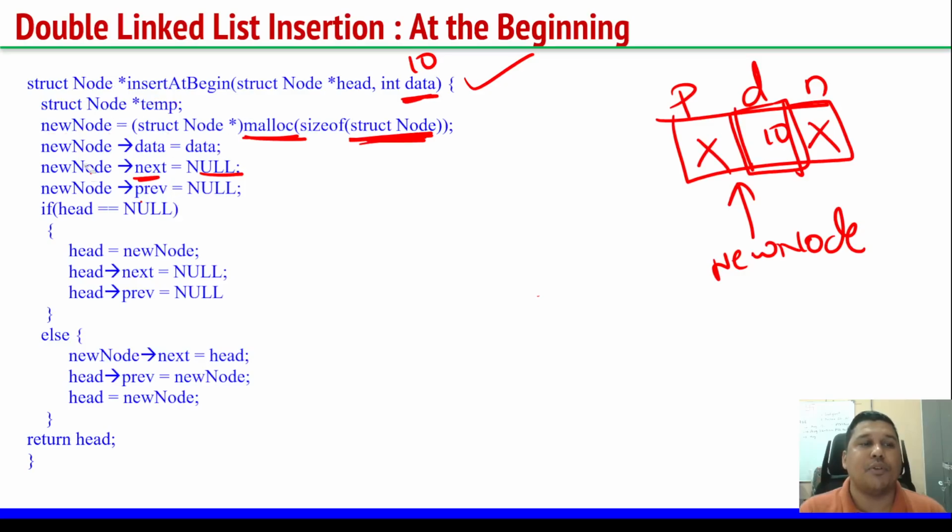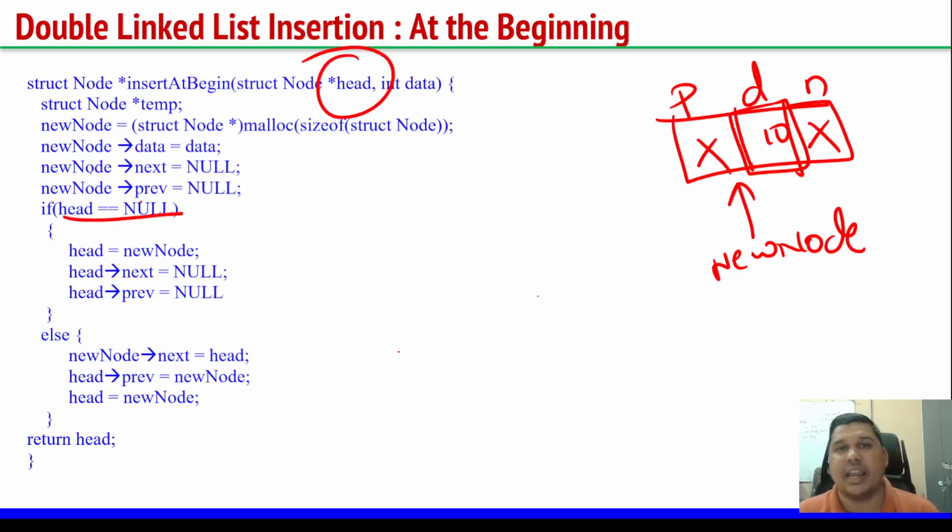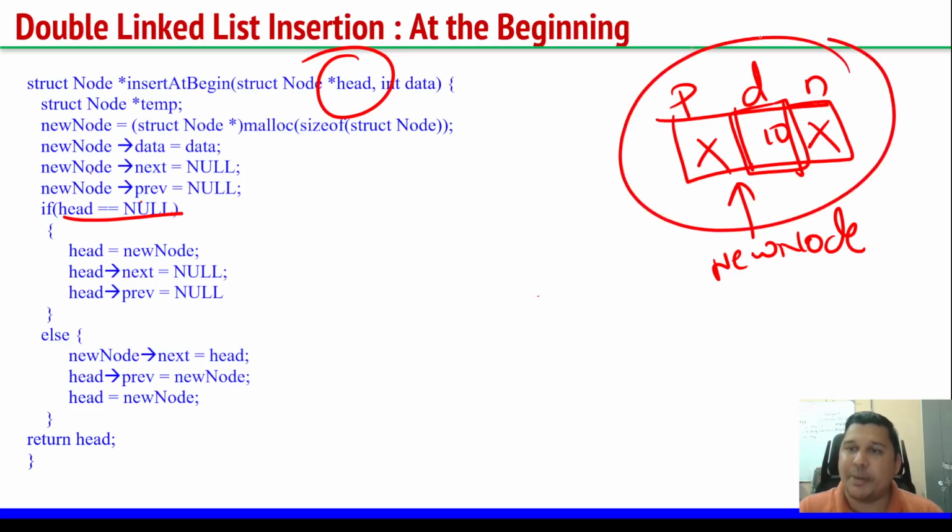So before that we have one check. What is the check here? If the head is null, if the input which is given to us is null, it indicates that the list does not exist at all. In that case, this is the only element I have in the list. So just make this the head, that's it, game over.